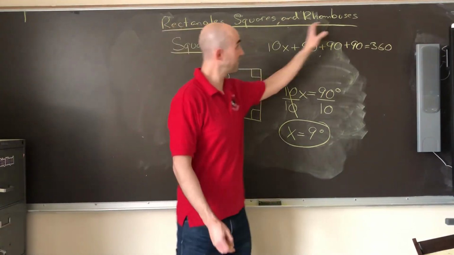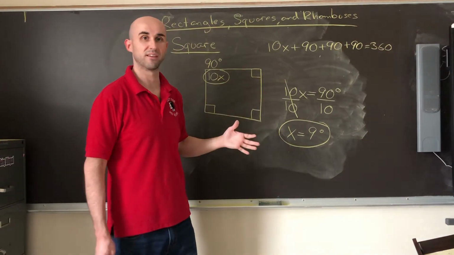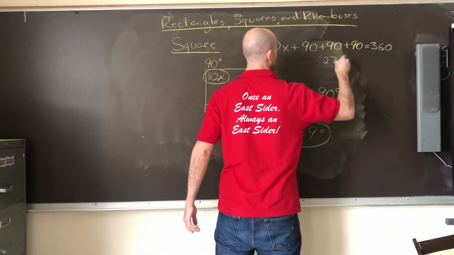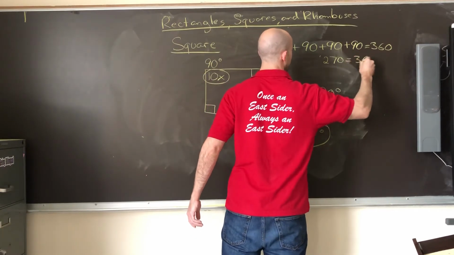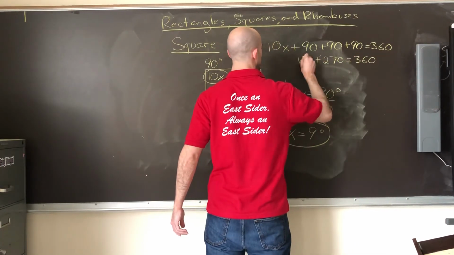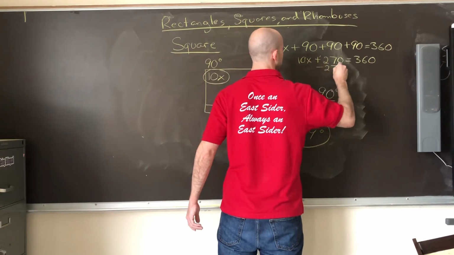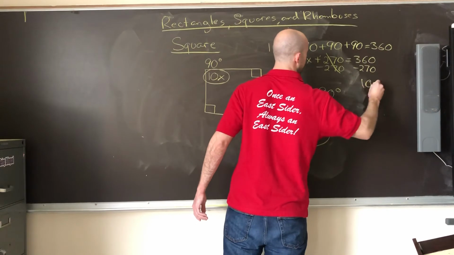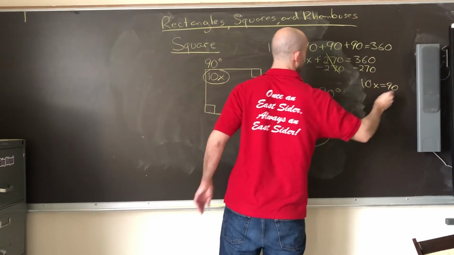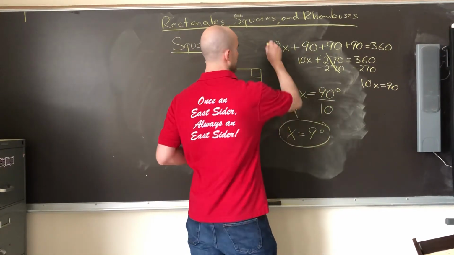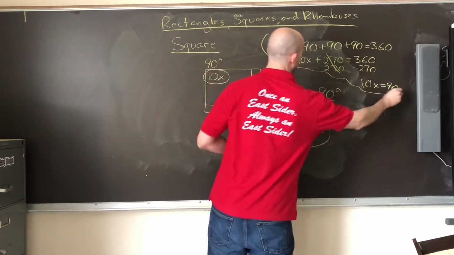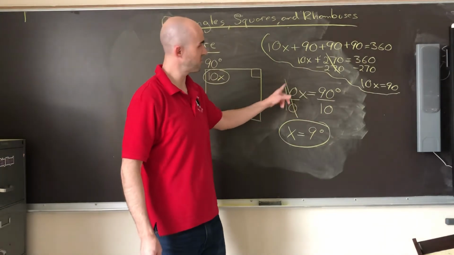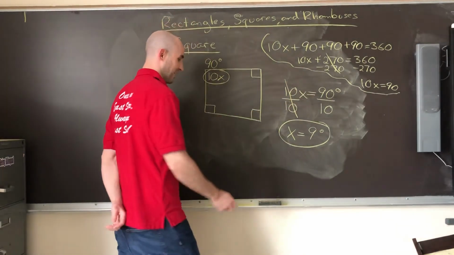And again, if you wanted to solve all this, you could. You don't need to. But 90 plus 90 plus 90 would give us 270. If you were to subtract 270 from 360, it would end up giving us 90. So we would literally have 10x equals 90, which is exactly what we had to start. Same idea. So you can do it the complicated way, and then you would solve it, divide by 10. If you do it the complicated way, you would just see that it's equal to 90 from the beginning.